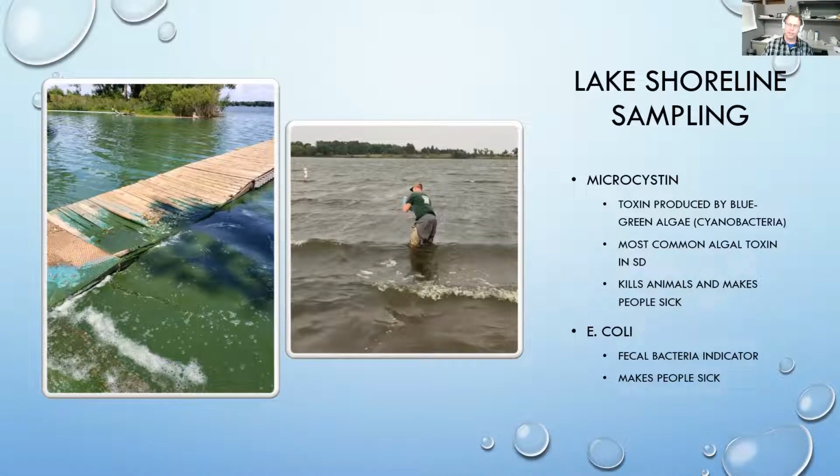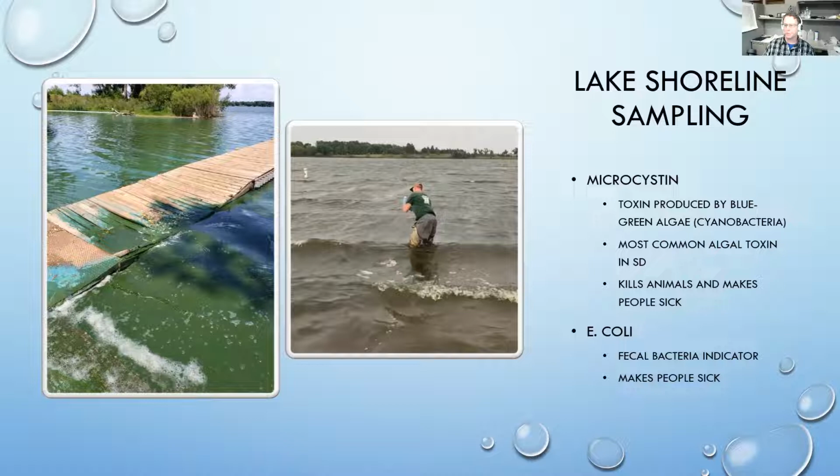The other thing that we sample for is E. coli, and this is a fecal bacteria indicator. While E. coli itself can make you sick, we also use it to let us know if there's other fecal matter getting into the water and other fecal bacteria that could be even potentially nastier than E. coli. And that can come from leaky septic tanks, livestock, lots of different sources.